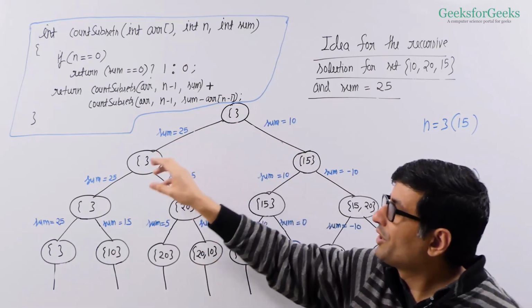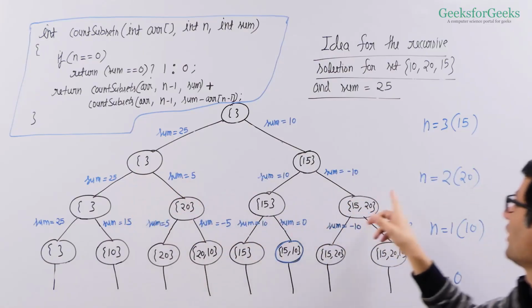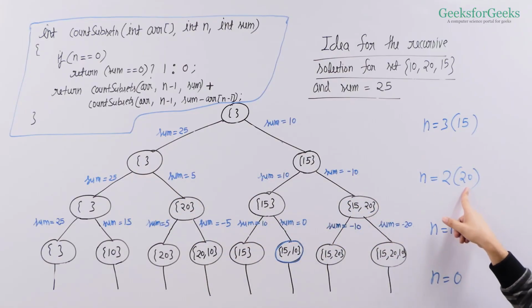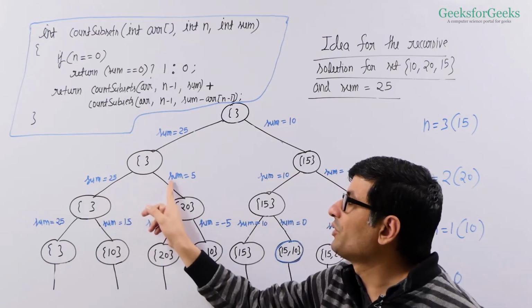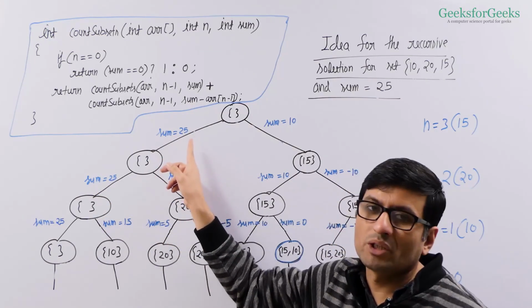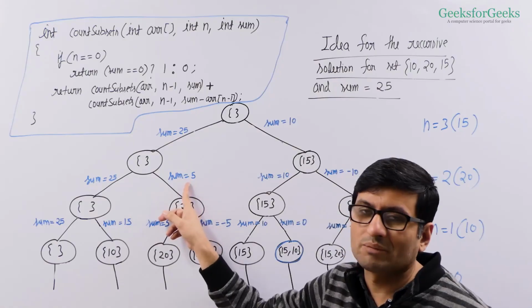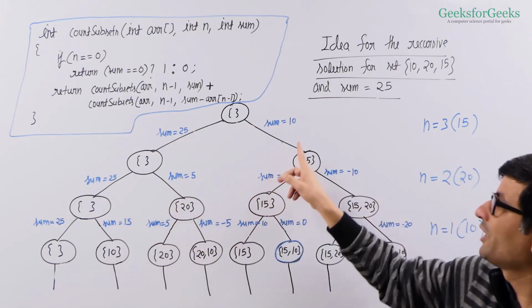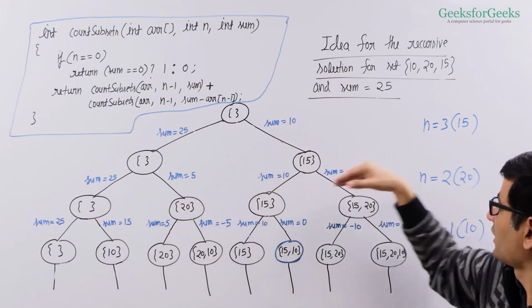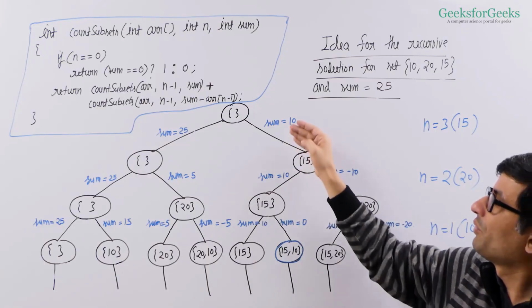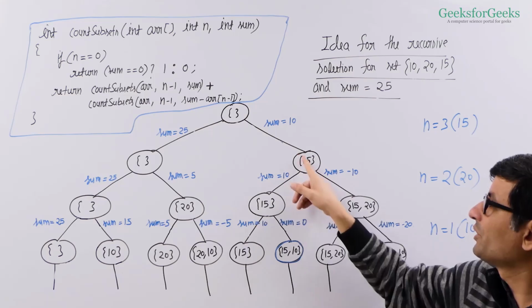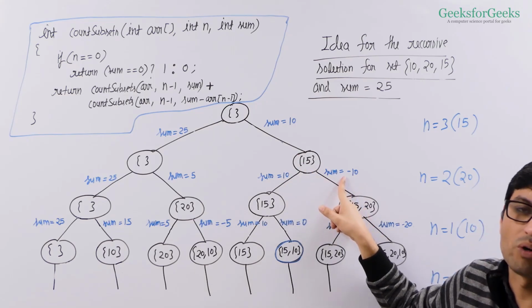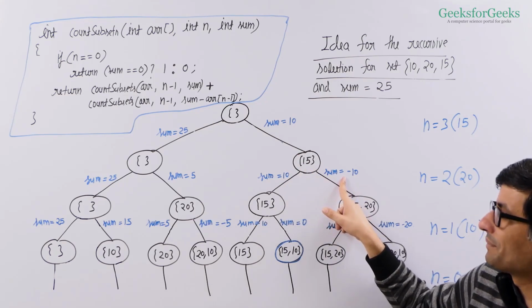Now again, when you don't include the current element, here it is 20, you pass the sum as it is, 25. When you include it, you subtract this element 20 from 25 and you get the sum as 5. Here again, your next element at this level is 20. When you don't include it, you keep the sum as it is. And when you include it, you subtract 20 from it, and your sum becomes minus 10.